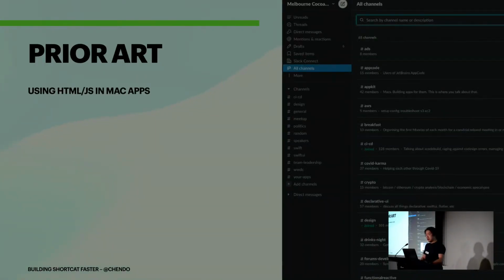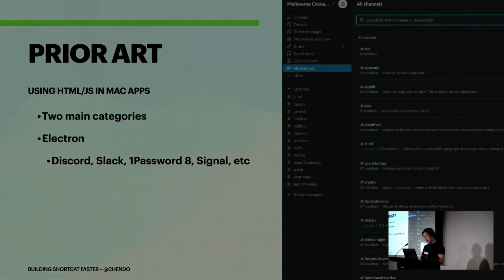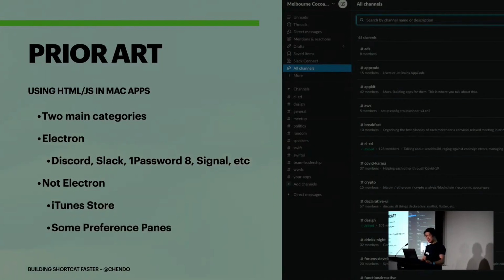There's prior art for using HTML and JavaScript in Mac apps. The two main categories are either Electron, which is used in Discord, Slack, 1Password 8, Signal, Notion, and many others, or not Electron, which I think includes the iTunes Store and some preference panes, and that's all I could find at short notice. Admittedly, I didn't look very hard.